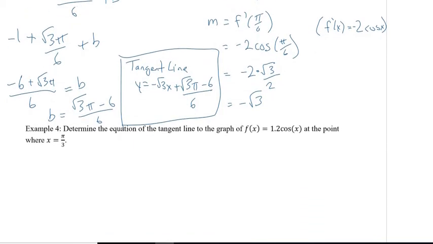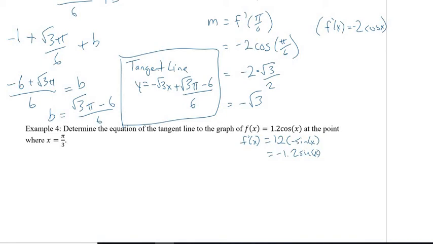Okay, let's do one more tangent problem just to make sure we've really got it. So, determine the equation of the tangent line to the graph of f of x equals 1.2 cos of x at the point where x equals pi over 3. Let's start by taking the derivative. Doesn't really matter, we did it a little later on in the other problems, but we can do it whenever it makes the most sense. So that's going to be 1.2 times negative sine of x, or -1.2 sine of x.